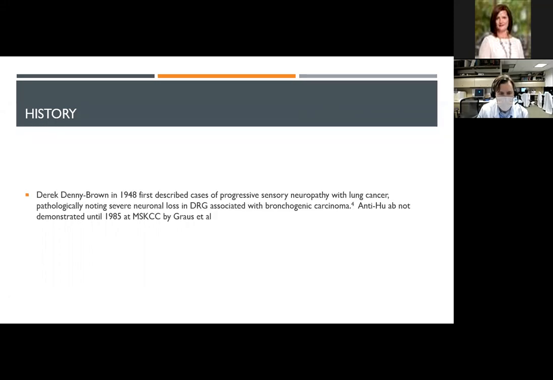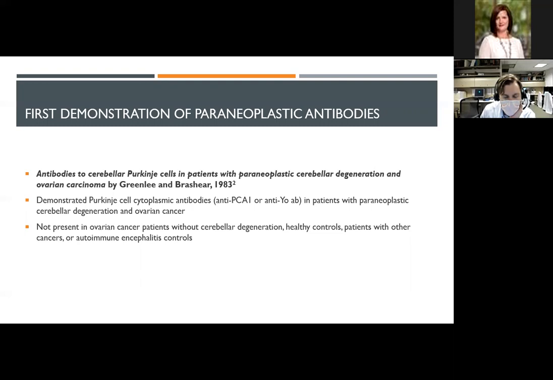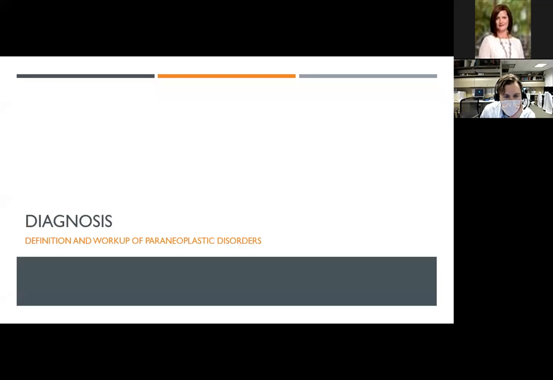Now that was in 1890, but Derek Denny-Brown in 1948 actually described a progressive sensory neuropathy, which turned out to be a neuronopathy associated with lung cancer. It wasn't until 1985 that Dr. Gross et al. discovered the anti-Hu antibody, which was the cause of that. The first paraneoplastic antibody was not discovered until 1983. Since then, there have been dozens and dozens found. I'm sure you've seen the panels we order with a ridiculous number of things on them that we're never quite sure what to do with. And this is generally the problem in working up a paraneoplastic disorder.